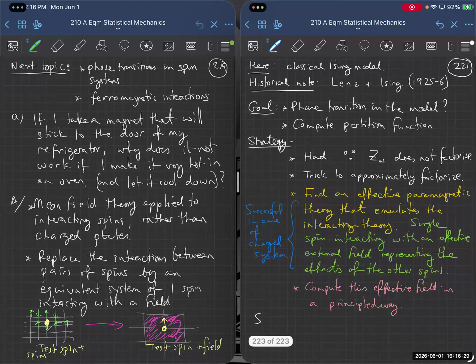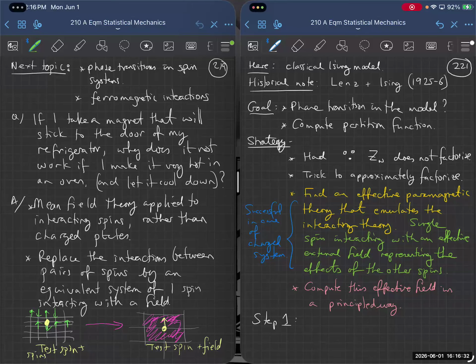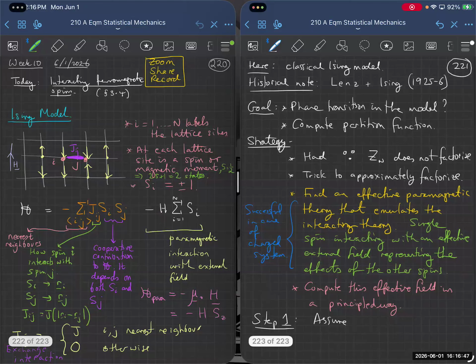So step one is to solve the paramagnetic problem. For step one, we're going to assume that J is equal to 0. So in other words, we have a paramagnet. Then we know that the partition function for n spins, because J equals 0 and external field H, we know how to compute that. That's what we did before. It's just the product of the spins at each site.